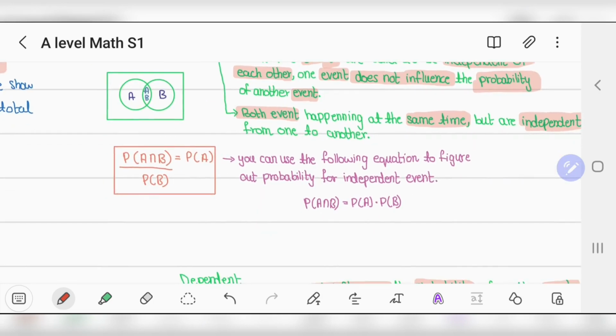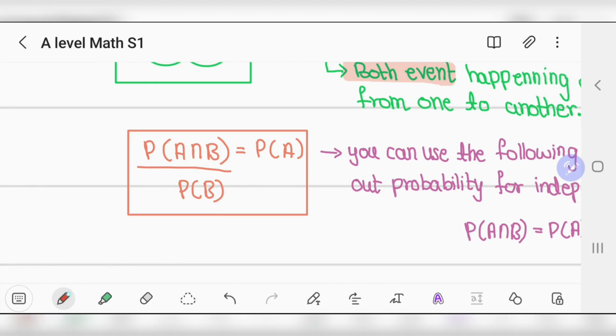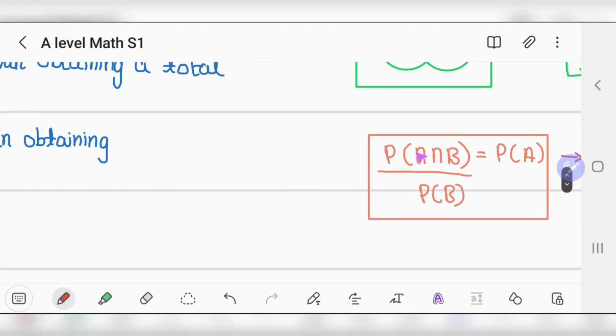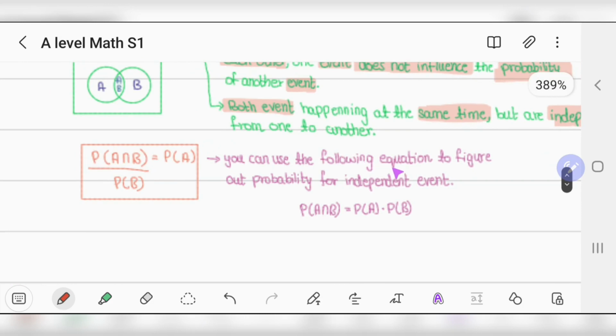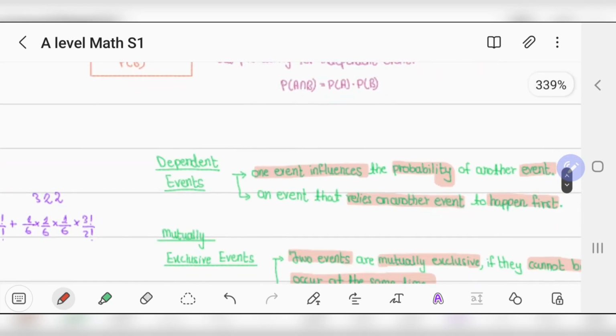So we use this for A and B. Okay, so this is really similar to what we have been doing so far. Below we write that given that it is this, find the probability that it is. So it's the same thing here. This part is given that, and then we fulfill the conditional probability. So it's the same thing as we have been doing so far. You can use the following equation to figure out probability for independent events. This is the formula.